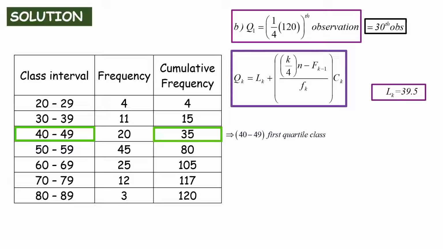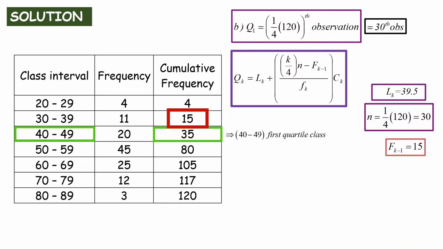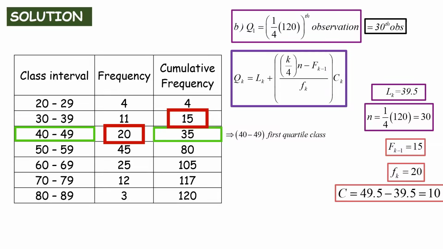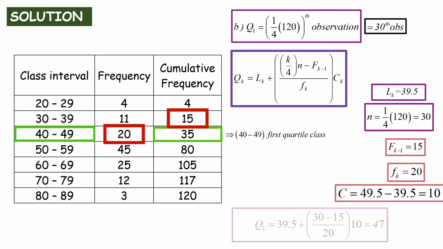The value of k over 4 multiply n is 30. Cumulative frequency before the first quartile class is 15. Frequency of the first quartile class is 20. The value of C is 10. Once we have all the values, we can key in the values into the formula of quartile. The first quartile of this data is 47.